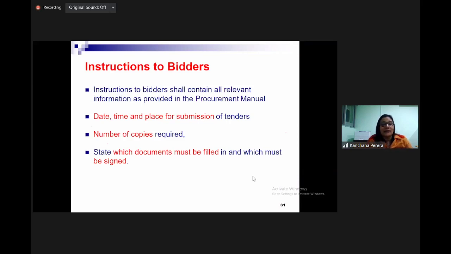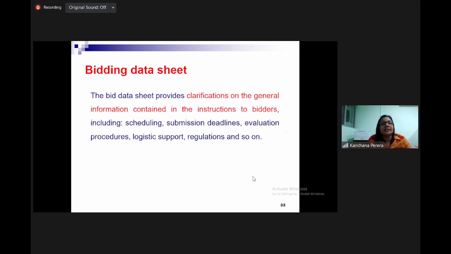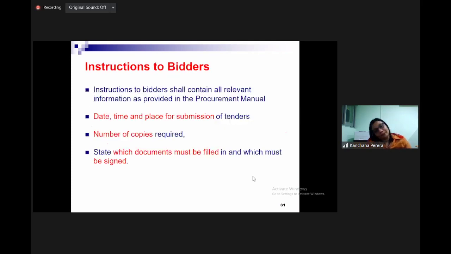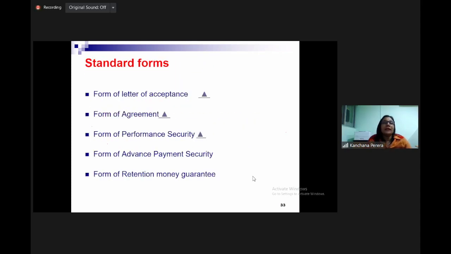Date, time, place for submission, number of copies, which document must be filled and signed, all these details are there. Then bidding data, clarifications on bill, general information in the instructions to bidders. More details or changes or additional details to the ITB, right? Then there are standard forms.